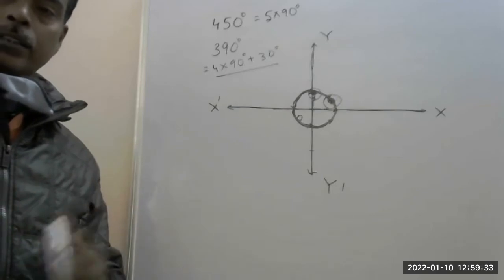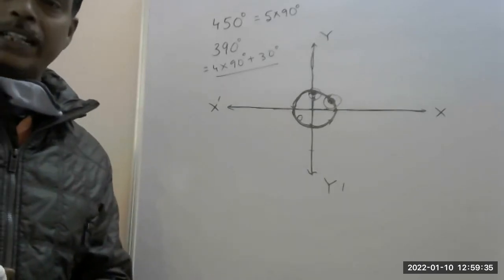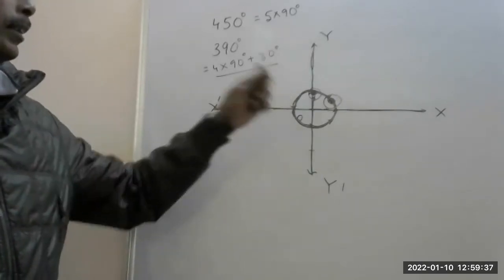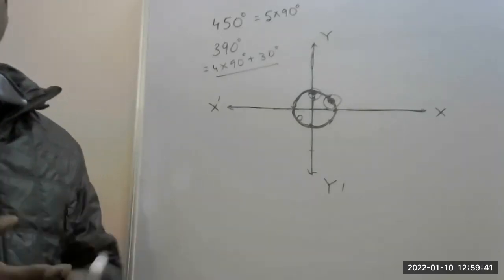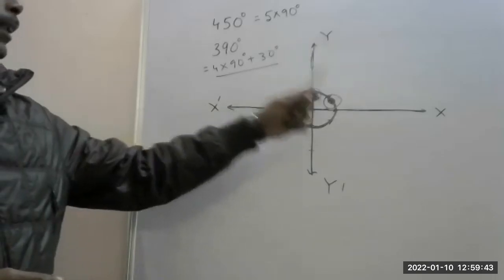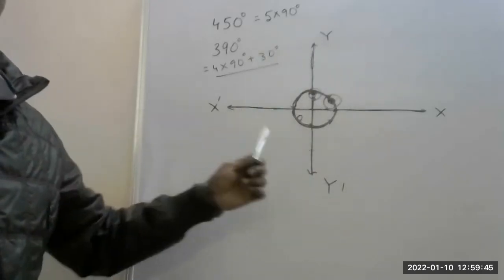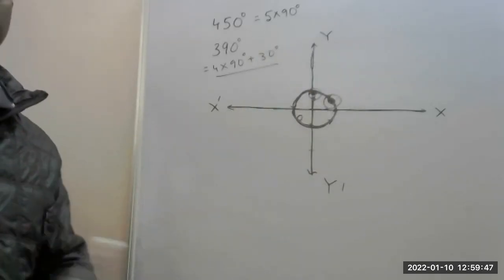The angle 450 degrees is situated between the first and second quadrant, with some plus or minus degree. You can take it either into the first quadrant or into the second quadrant according to your representation.